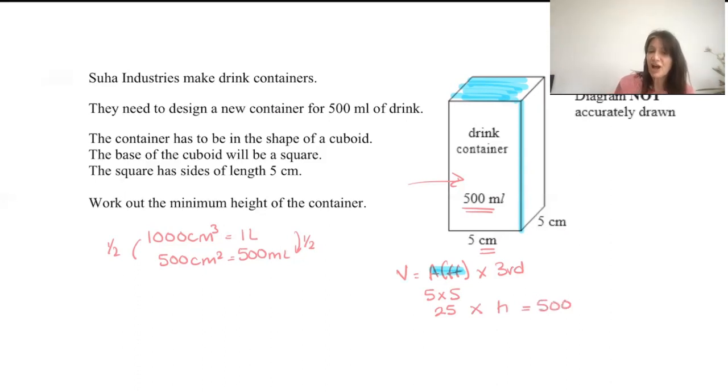Now, if I want to know what the height is, I need to get that h on its own. So I'm going to pick up my times by 25. It will land as divide by 25. So the last step in the calculator, 500 divided by 25, and my height needs to be 20 centimeters.